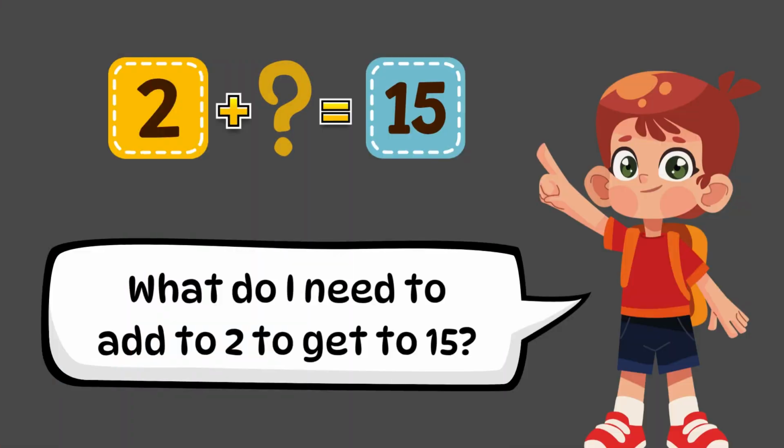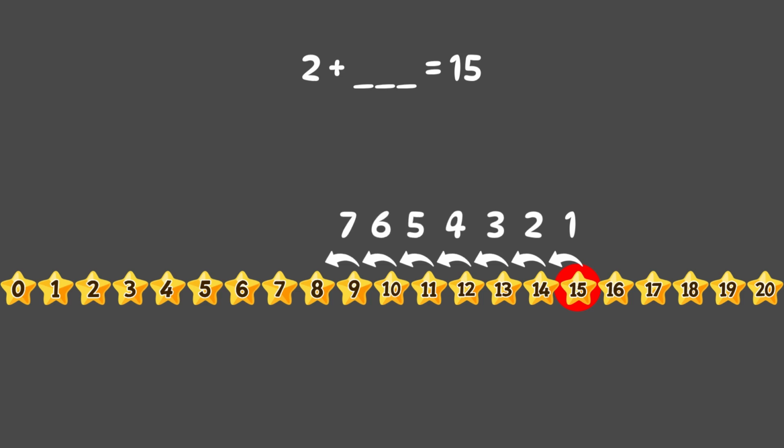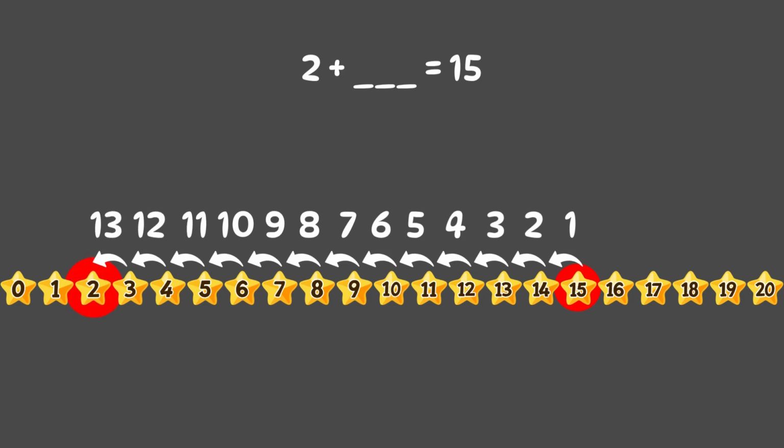Here is another puzzle. Aditya sees the number 2 and we have to still reach number 15. Let's try the backward way this time. We can start at 15 and jump back to 2. We'll count the jumps. 1, 2, 3, 4, 5, 6, 7, 8, 9, 10, 11, 12, 13. That means we have to add 13 to number 2.